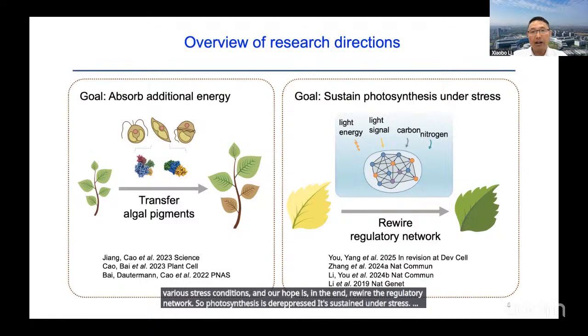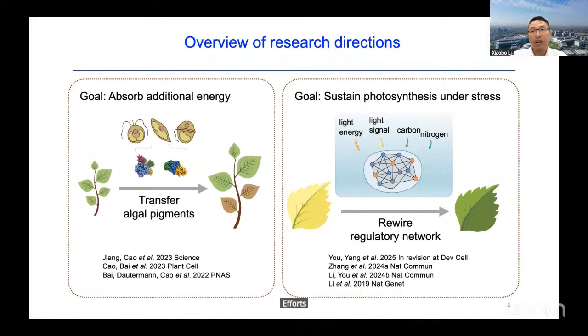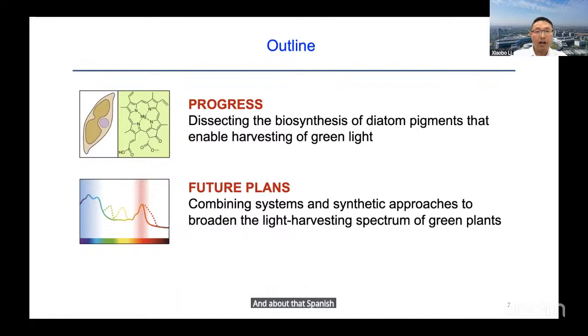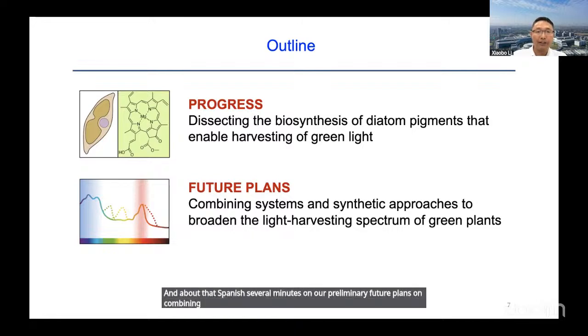And in today's talk, I will only discuss our efforts in the first direction regarding the light spectrum. I will first tell you about our progress in the past several years in dissecting the biosynthesis of pigments in diatoms, a large group of algae, and these pigments enable harvesting of green light. And I will then spend several minutes on our preliminary future plans on combining systems and synthetic approaches to broaden the light harvesting spectrum of green plants.